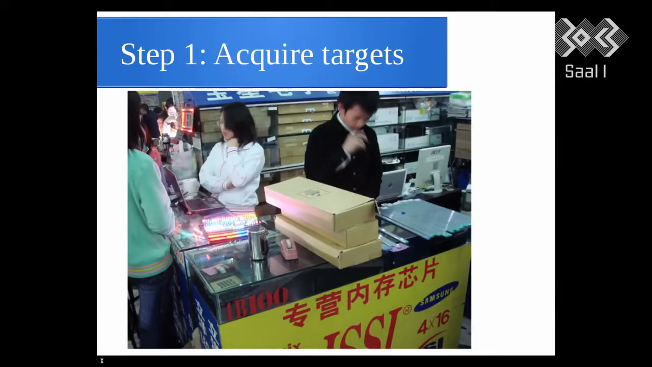So the first step is to acquire targets. And we wanted probably a good wide selection of the fakest, worst cards you could find, because they tend to have the rattiest construction. And there's one place in the world to really go find these, which is Huaqiangbei in China.